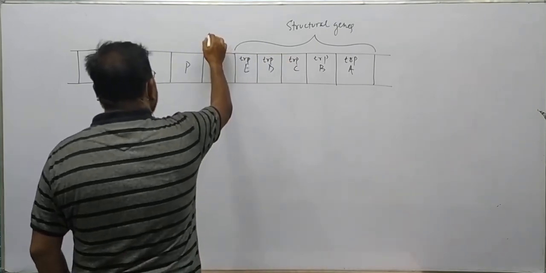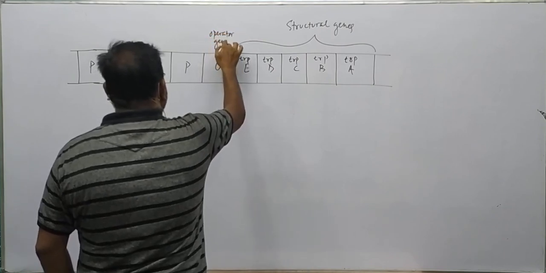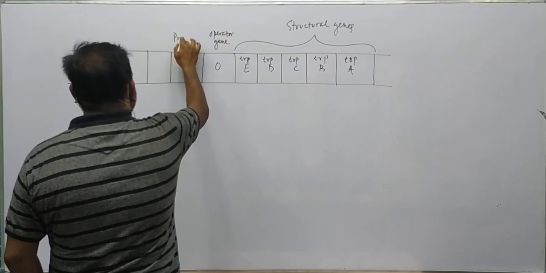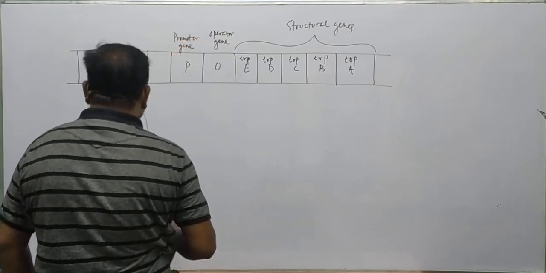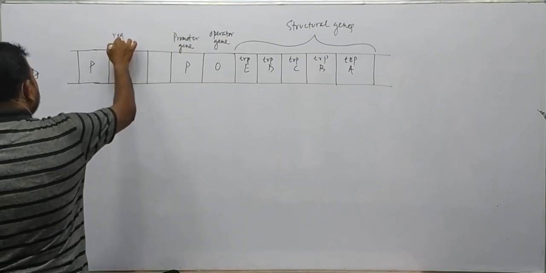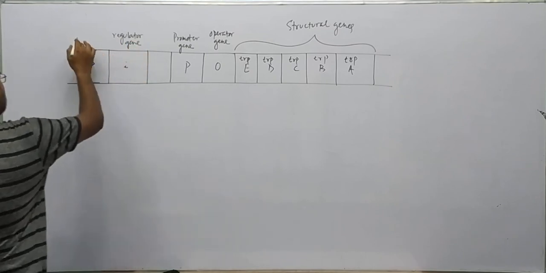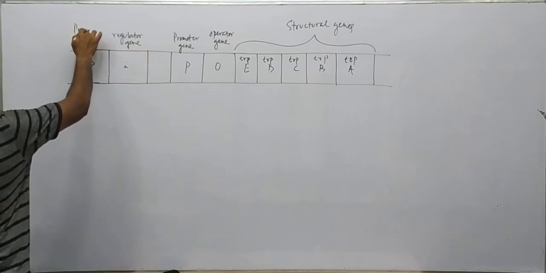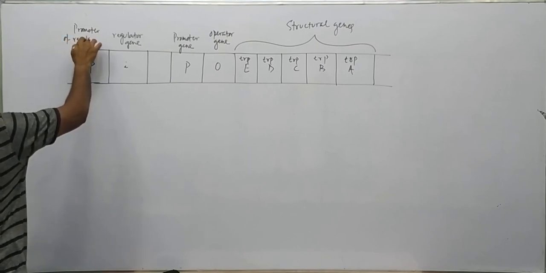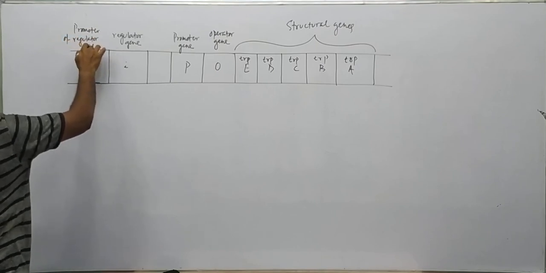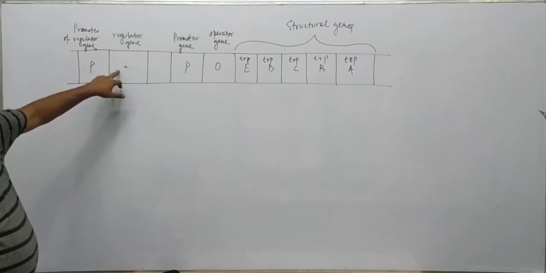And this one is the operator gene. This is the promoter gene. This is the regulator gene. And this is the promoter for regulator, the promoter of regulators. So mark here, this regulator gene has no operator.